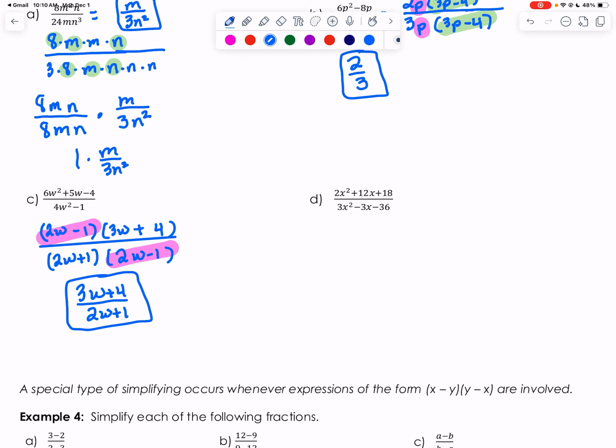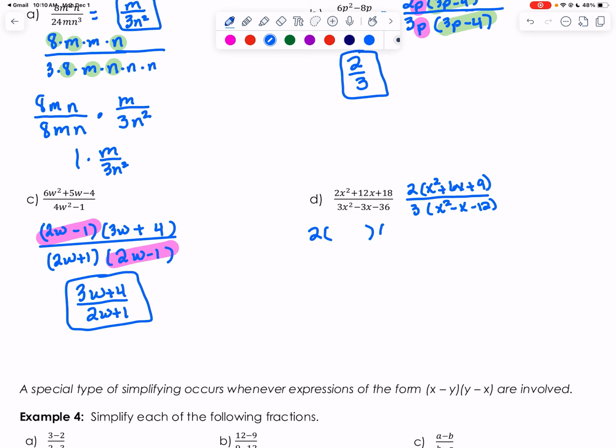All right, problem C. 2x squared plus 12x plus 18 divided by 3x squared minus 3x minus 36. Now, the first thing I'm noticing here is I have some common factors. So let me take a 2 out of this top. That would leave me x squared plus 6x plus 9. Now on the bottom, I have a common factor of 3. So let me divide out a 3. So that would be x squared minus x minus 12. Now, I can factor those further because right now, I don't see anything that would divide out to equal 1. So I need to keep factoring those a little further.